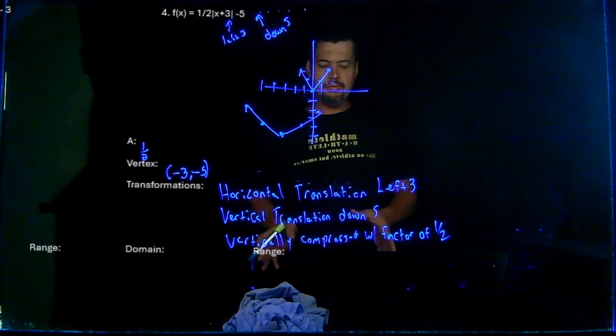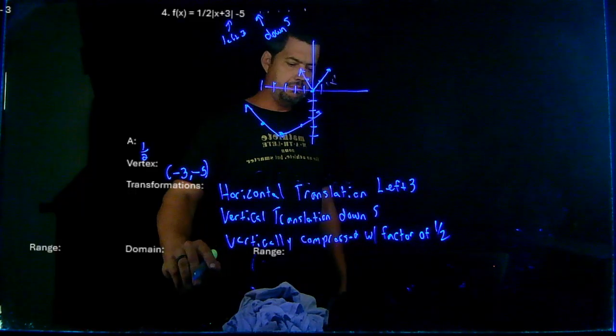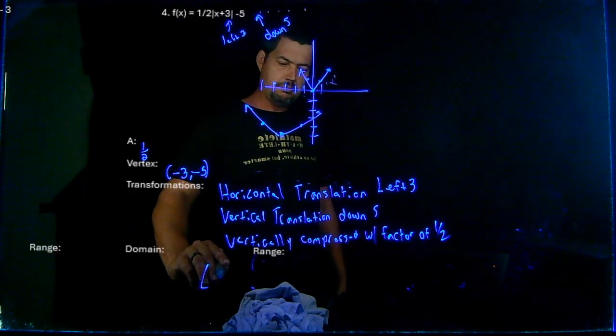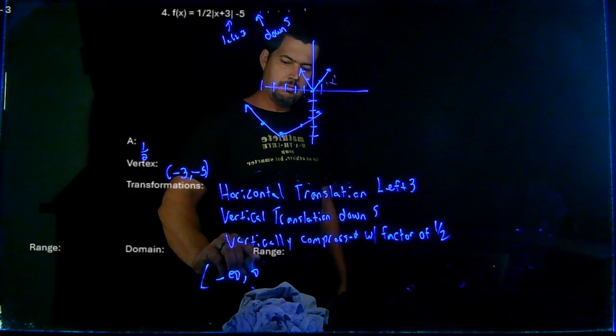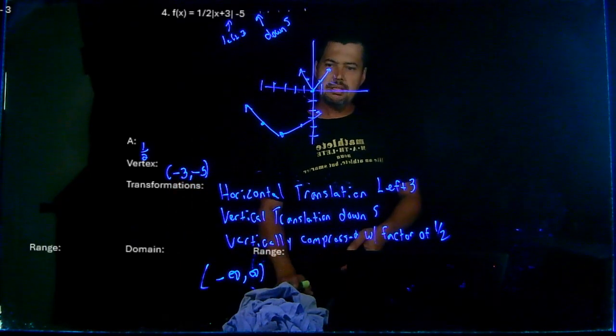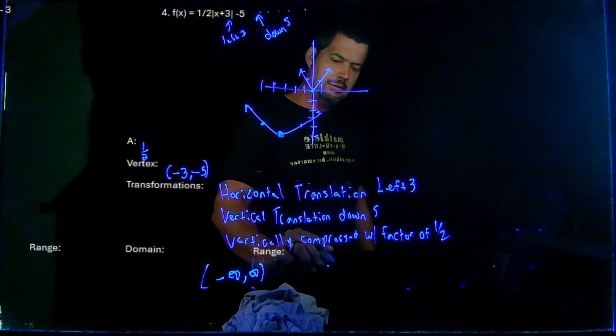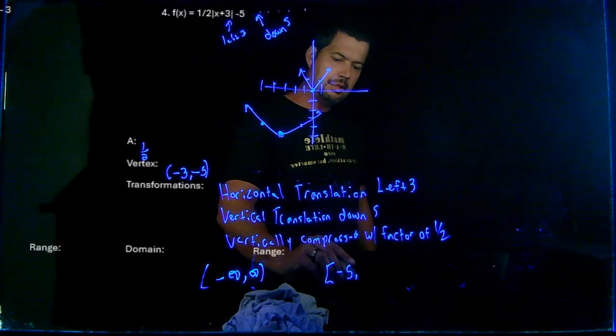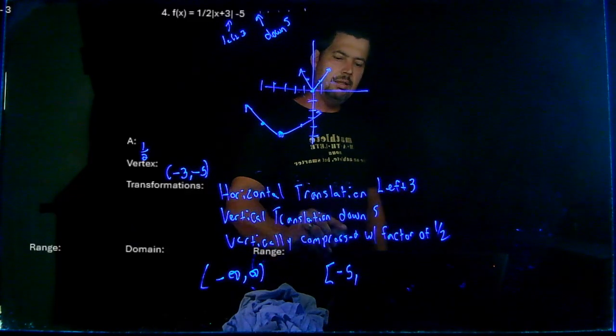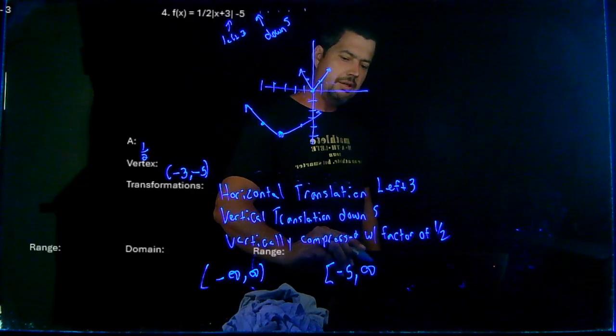Domain for any absolute value equation is always going to be negative infinity to positive infinity. The range on this one, we got to start with this low y value. The low y value right here is -5. And then it rises on the other side of the V towards positive infinity.